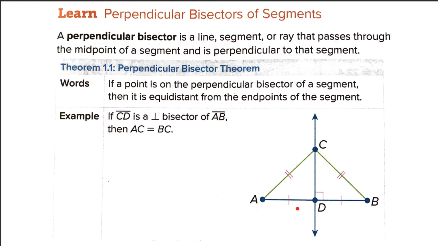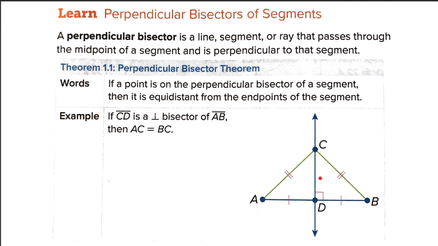What you're looking at down here, segment AB has been perpendicularly bisected by the line that passes through C and D. What tells us that it's been bisected is each segment is congruent, and we have a right angle here, so it meets at a right angle, and that makes it perpendicular. Nothing to it. So we say if CD is a perpendicular bisector, then AC also equals BC.